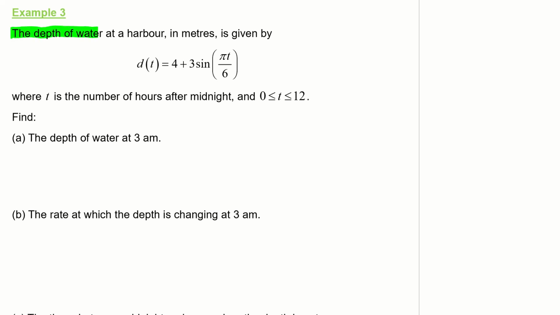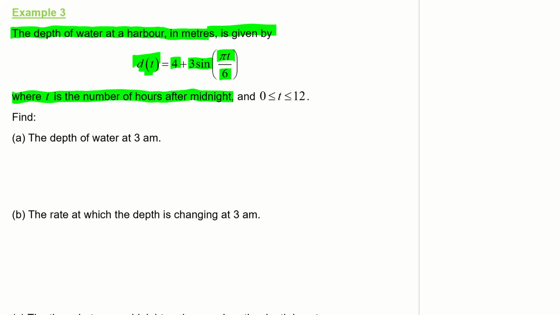The depth of water at a harbour in meters is given by d of t is 4 plus 3 sine pi t divided by 6, where t is the number of hours after midnight and t is between 0 and 12. Find the depth of water at 3 a.m.